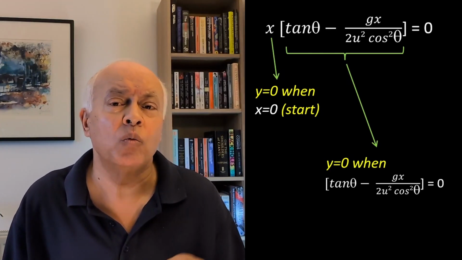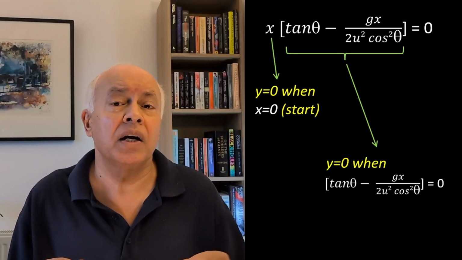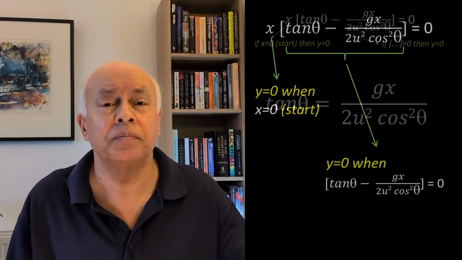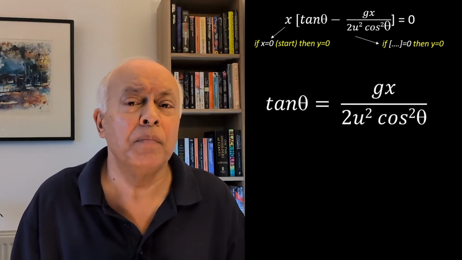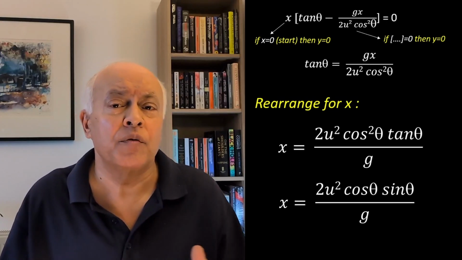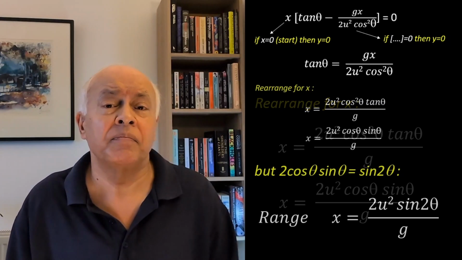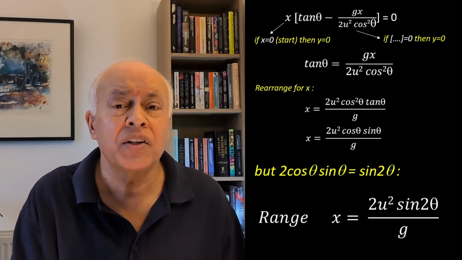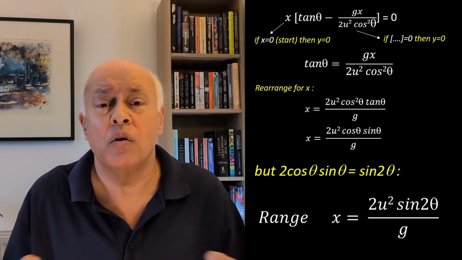This means that what is inside the brackets must also equal 0 for the other case when the object hits the ground at the end of its travel. Hence we can say that the tan theta must equal this expression. Now we can rearrange this expression to get a new expression for x. And using a relationship for cos and sine theta, we can finally get the expression for the maximum range of x.